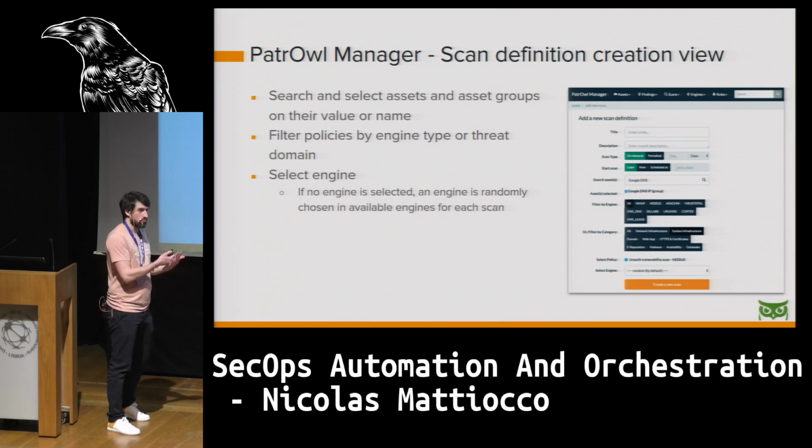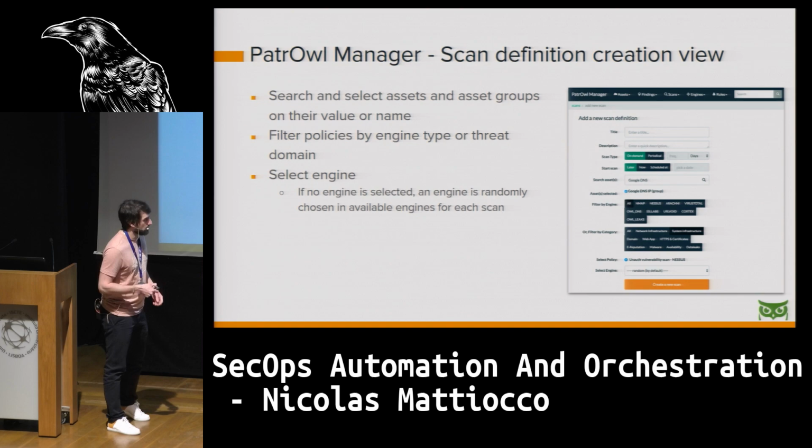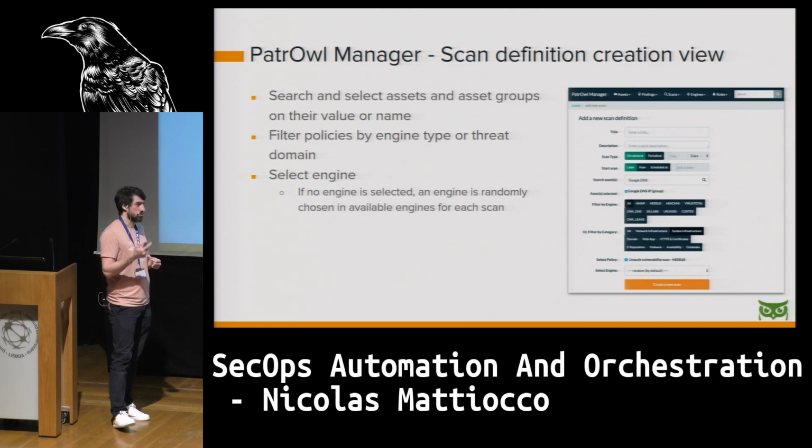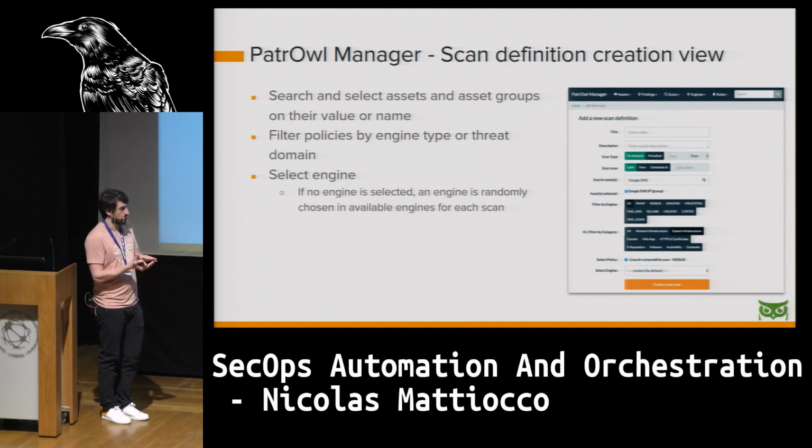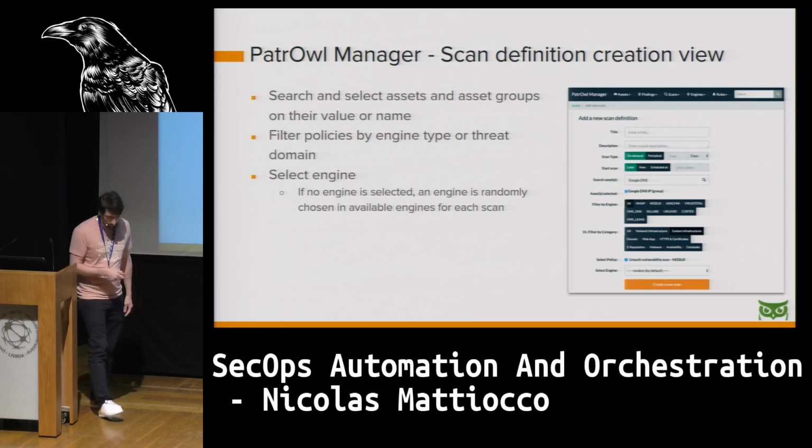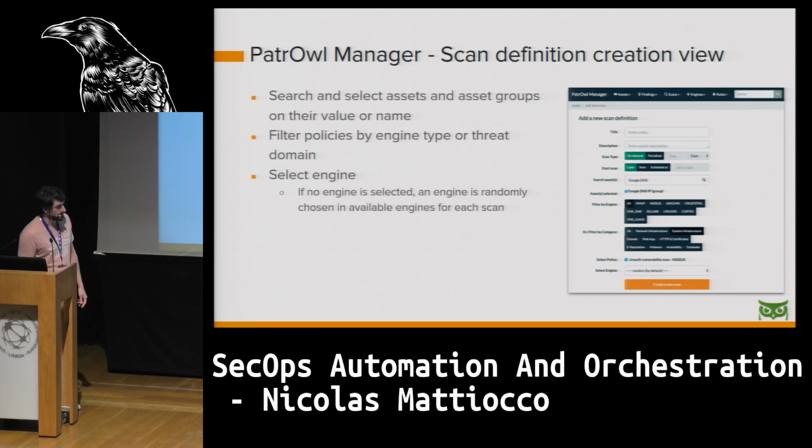Either you know the tool that will perform this policy, or you can filter by category. So if you just want to assess something on e-reputation, the selection of policies will be filtered, and it will propose the policy you want. And then you have to select the engine.